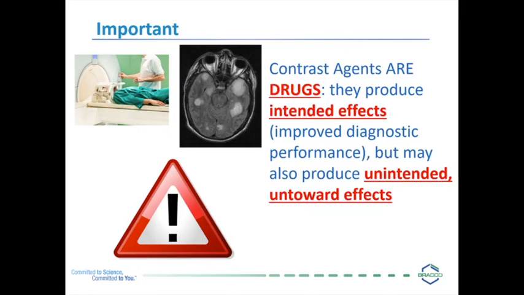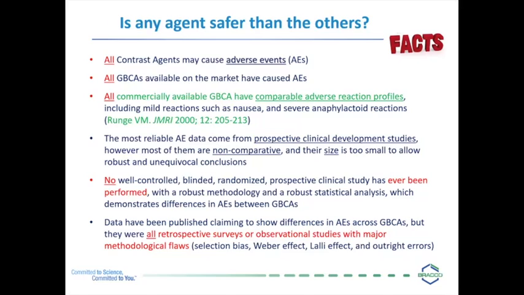This means that they produce the intended effects based on the law of physics, but may also produce unintended untoward effects. One key question that is still unanswered due to the lack of solid data is: is any agent safer than the others? Here are some facts.